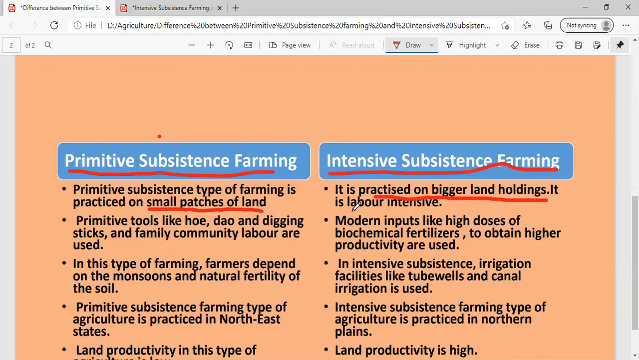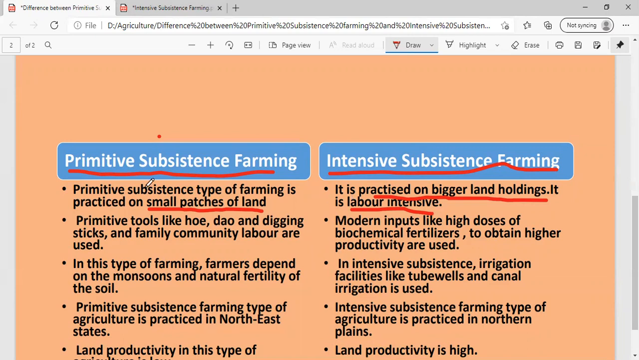It is labor intensive. We have learned that intensive subsistence farming is practiced in those areas where population is very high. Because of that, it is labor intensive. A lot of labor is used in intensive subsistence farming. More laborers are involved, more people are working in intensive subsistence farming.